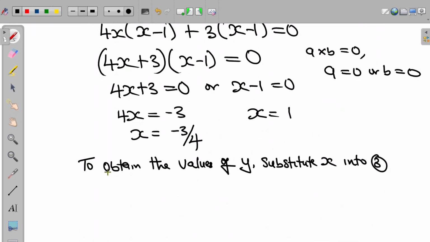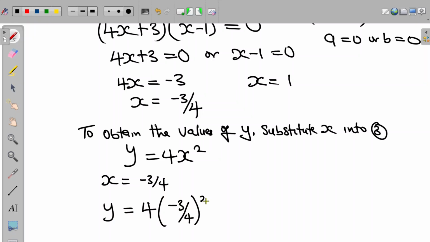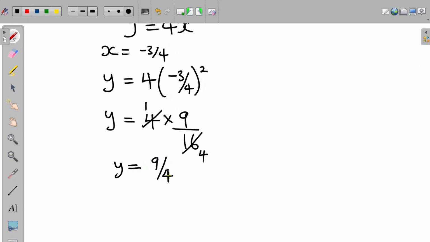So we have it that y is equal to 4x squared. So thus, when x is equal to minus 3 divided by 4, we have it that y is equal to 4, open bracket, minus 3 divided by 4, close bracket, all squared. So this becomes y equal to 4 times minus 3 squared is 9, and 4 squared is 16. So therefore, we have it that 4 cancels itself, 16 divided by 4 is 4. So therefore, y is equal to 9 divided by 4.